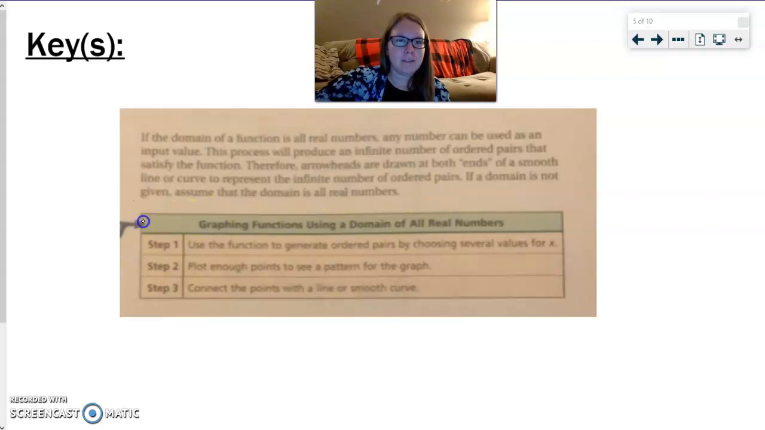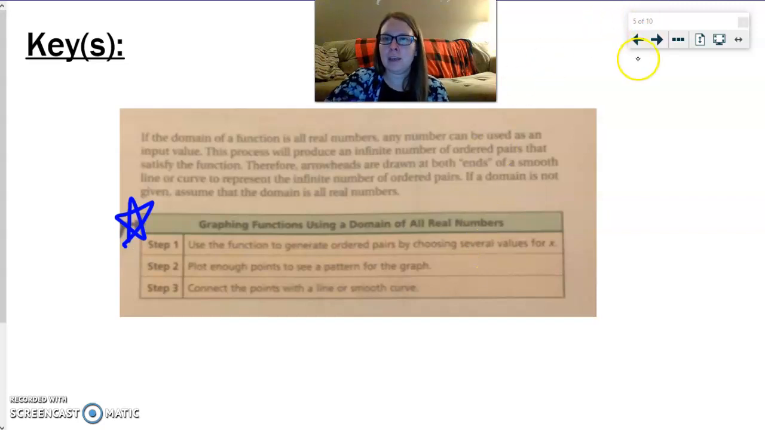Then something they also give is this lovely step-by-step, which I like because these are the steps I've been using in this video and are going to be important when you graph. So I would highly suggest writing these steps down. So it says graphing functions using domain of all real numbers. Step 1, use the function to generate ordered pairs by choosing several values for x.